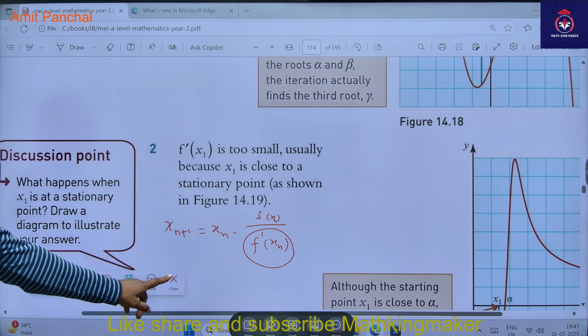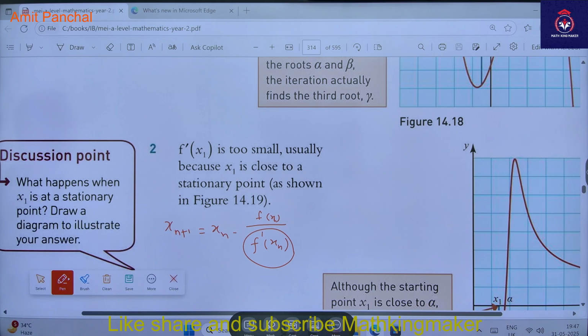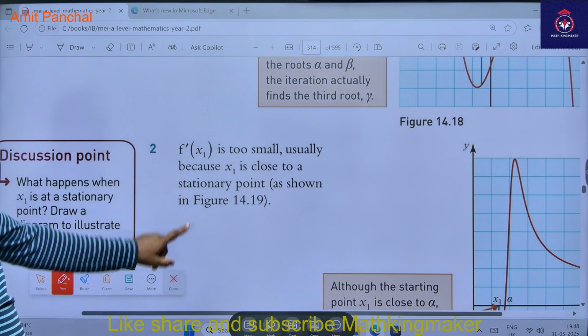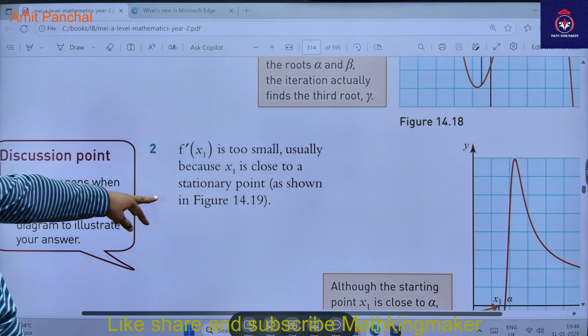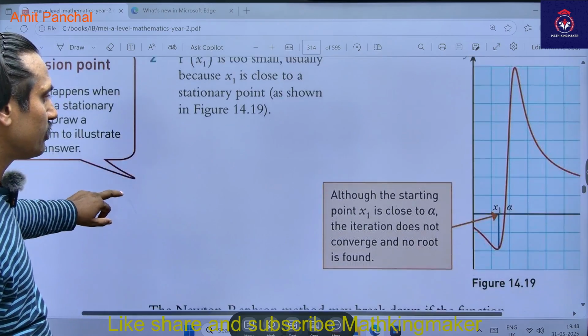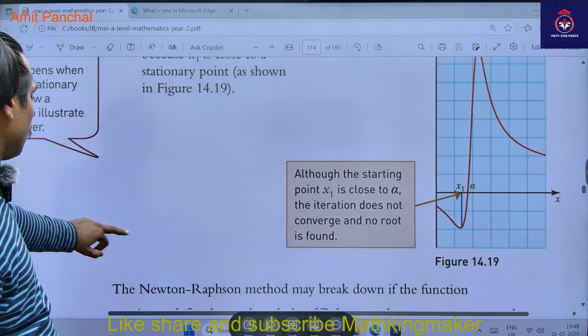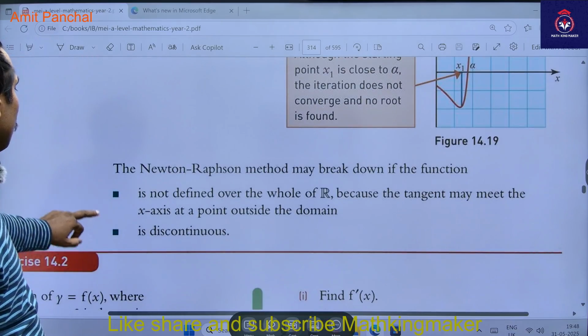Got it? Yes, sir. So that thing also you have to keep in mind. So f dash x1 is too small usually because x1 is closer to a stationary point as shown in the figure, although the starting point.